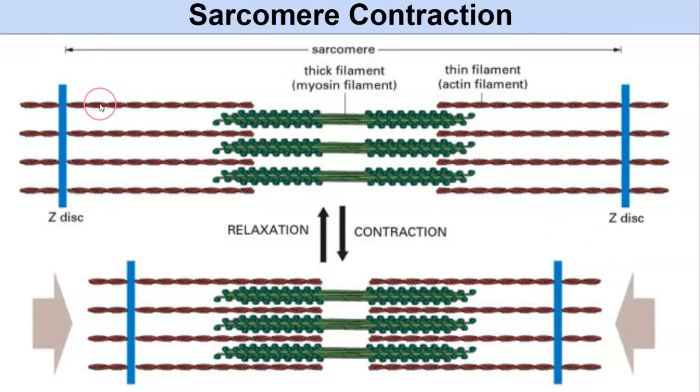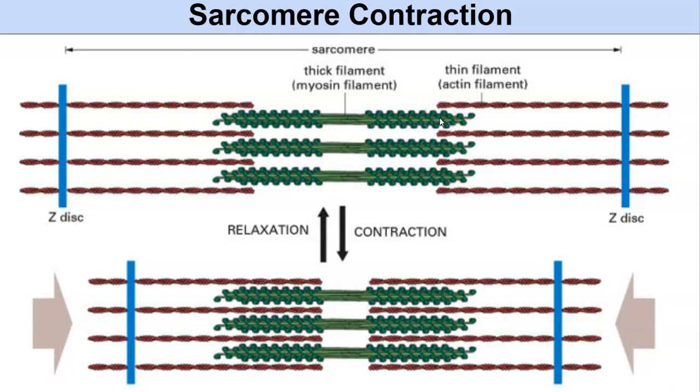What we see here in red is something we call the thin filaments, or called the actin, and in green, the thick filaments, or what we call myosin. What happens, you see these little circles on the green myosin filament? Essentially, those are called myosin heads.